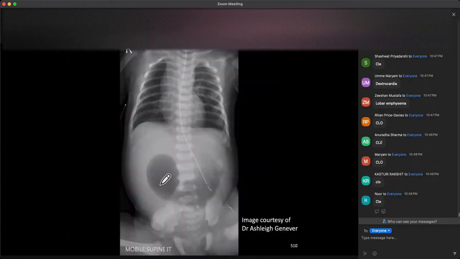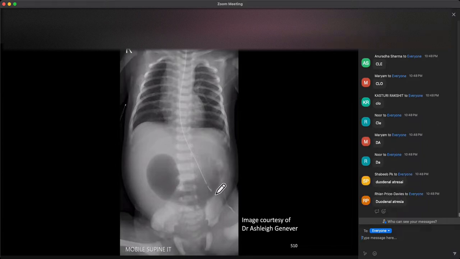Neonate, double bubble, ECG lead, nasogastric tube. Yeah, duodenal atresia. And this is a feature of Down syndrome.